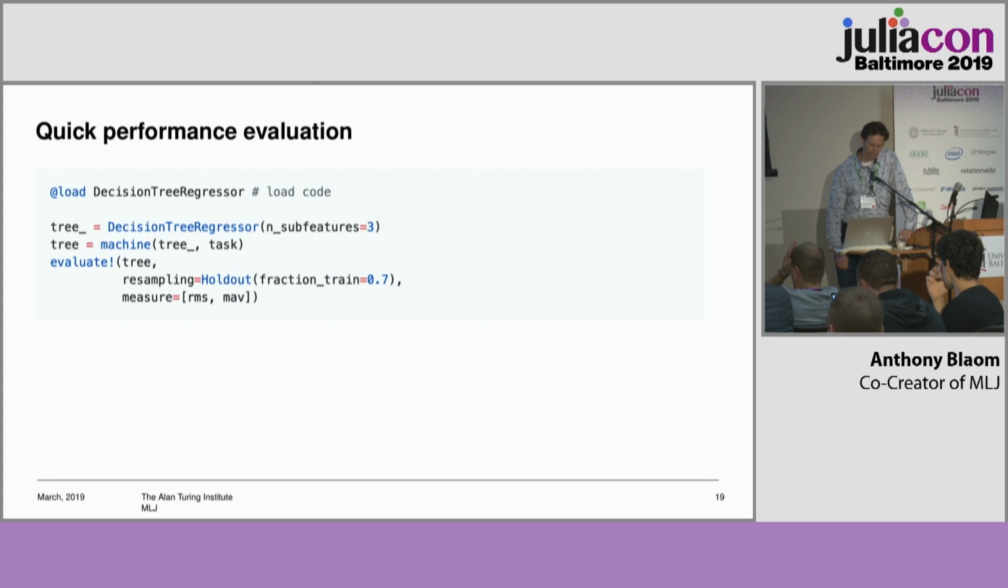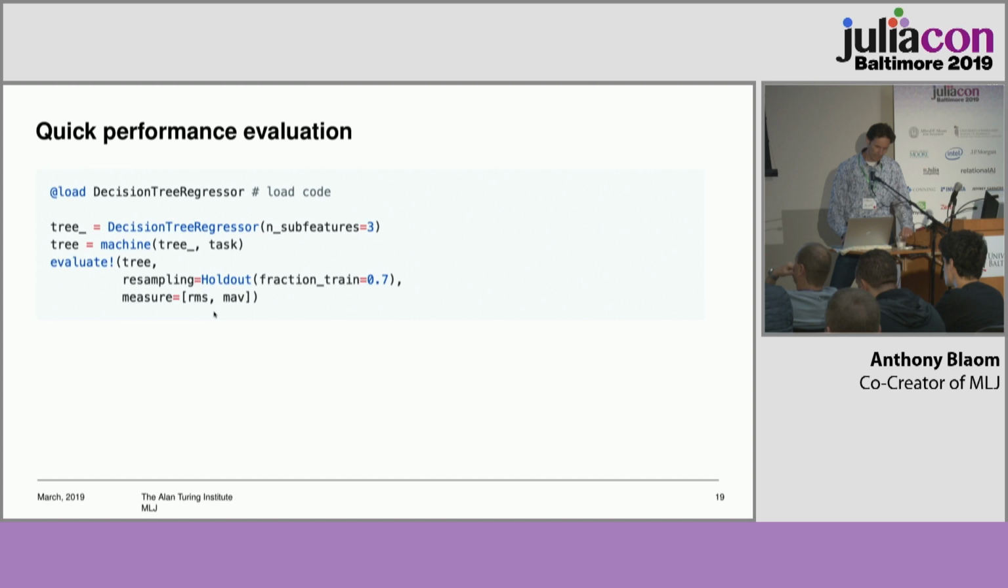What are some of the ways in which we try to make writing the code efficient, so you're not writing too much code? What are some of the tasks that you might do often that you want to do efficiently? Well, one example is just simple model evaluation. So let me go into a little bit of detail here.